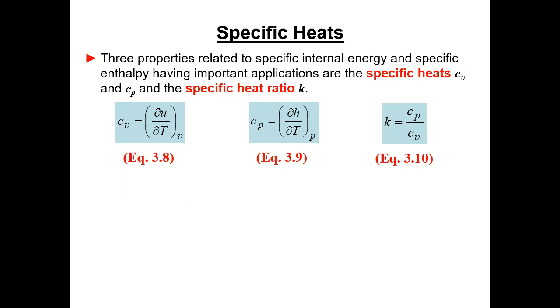Okay, so the CV term, we've already been over. CP is the specific heat at constant pressure, and it defines the enthalpy change with respect to temperature at constant pressure. Okay, so what you got to remember is if you want an internal energy change, you want to go for a CV. If you want an enthalpy change, you want to start looking at CP.